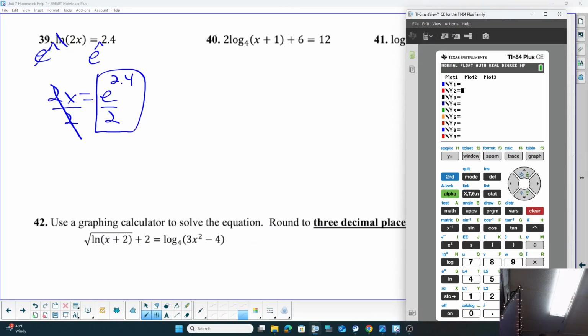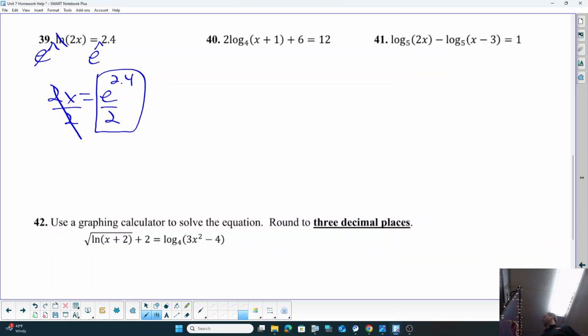So let me use our calculator. And we go second e to the 2.4, right arrow, divided by 2. So 3 decimal places, 5.512. X equals 5.512. There we go.